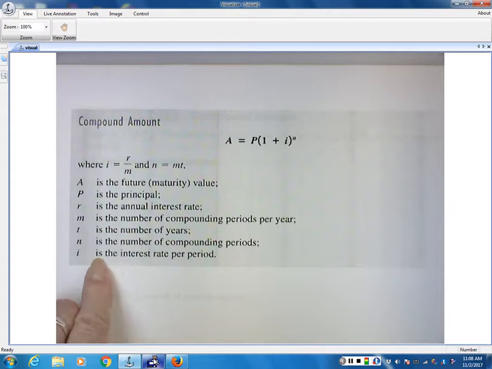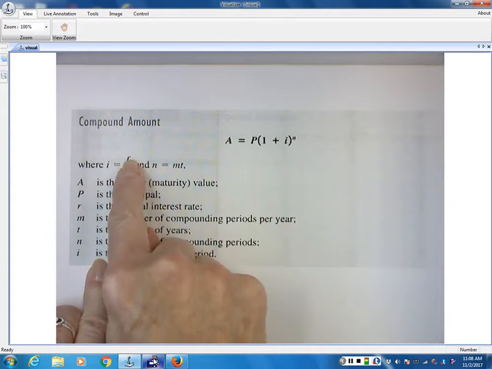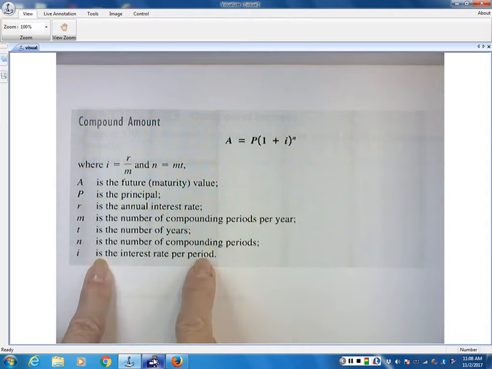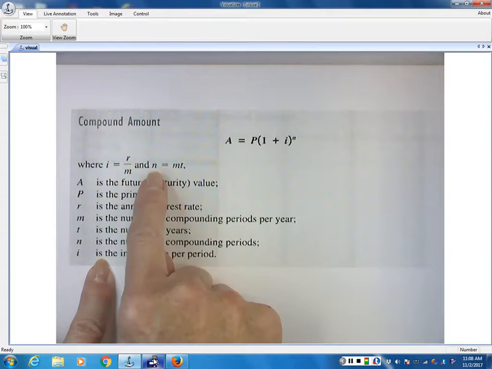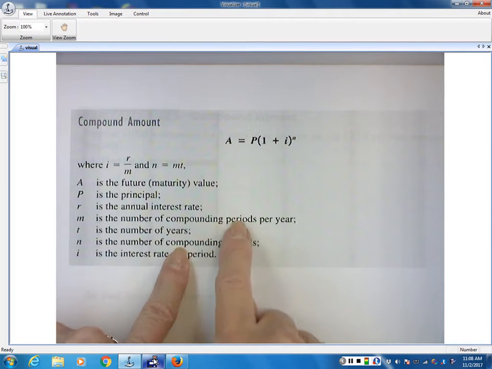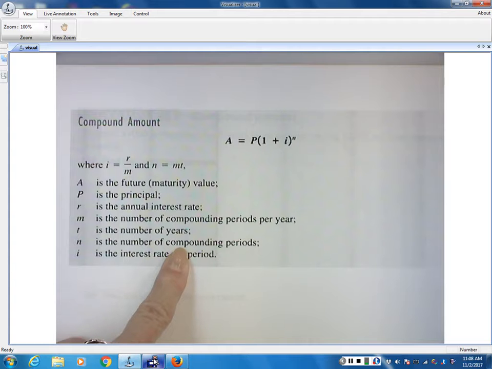So I is actually the annual interest rate divided by the number of compoundings per year, and it's your interest rate per period, per compounding period. And the value of N then is the number of compounding periods, which is the number of periods per year times the number of years. So semi-annually, if it was 8 years semi-annually, then you would actually be compounding 2 times 8 or 16 times.